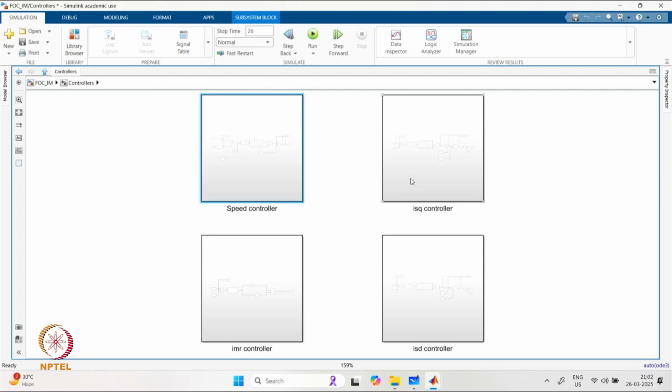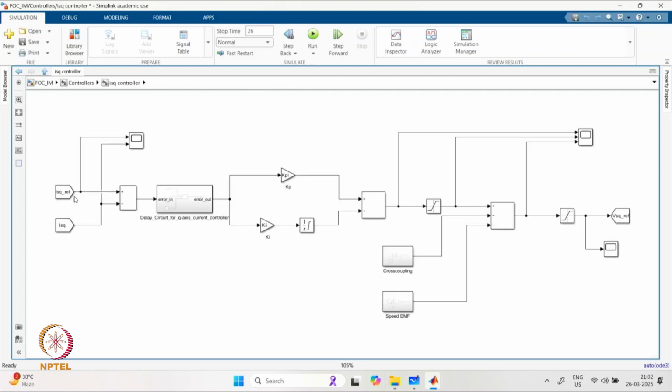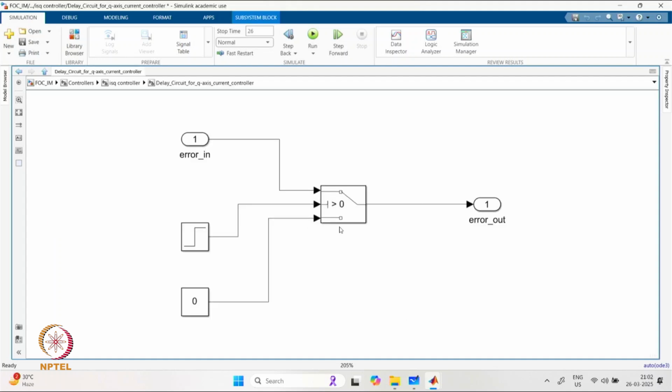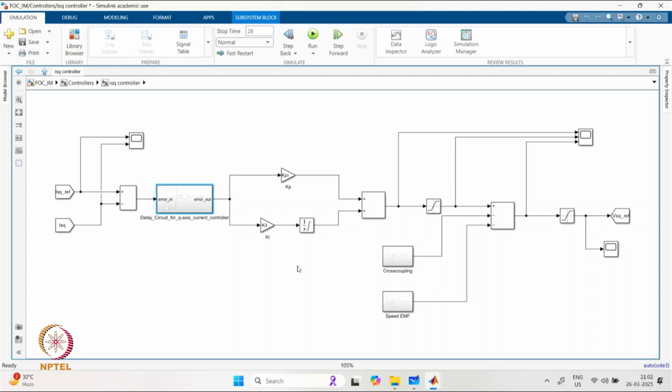Now, if we go for the ISQ controller, the ISQ reference generated over here is basically then compared with the feedback ISQ, and once again we are giving a time delay before this error is fed to the controller. This is once again to allow the IMR to settle down, and then we have the reference for the Q axis voltage generated after the appropriate feed forward component additions.